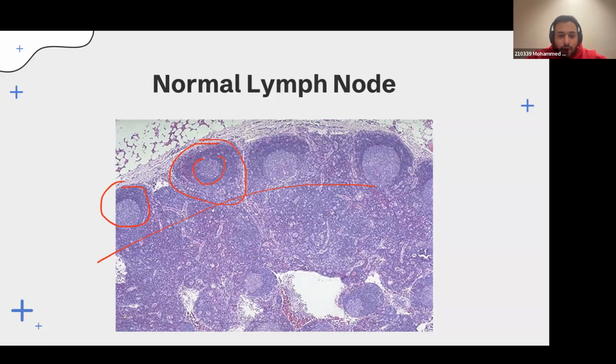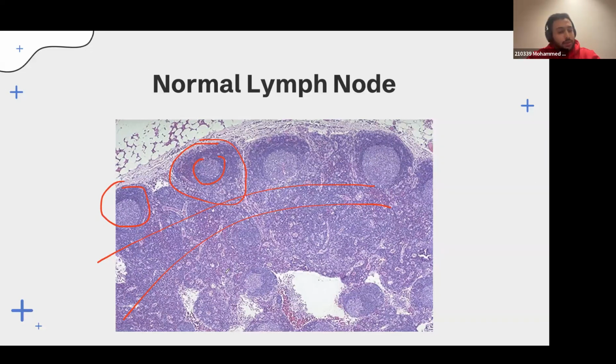Then you will have the paracortex, which is going to be right below it. And then you'll have the medulla, which will have the sinus areas. Anyways, in the cortex, what type of lymphocyte will we see predominating? B cells. Perfect. Paracortex? T cells. Perfect. Good. This is very important.